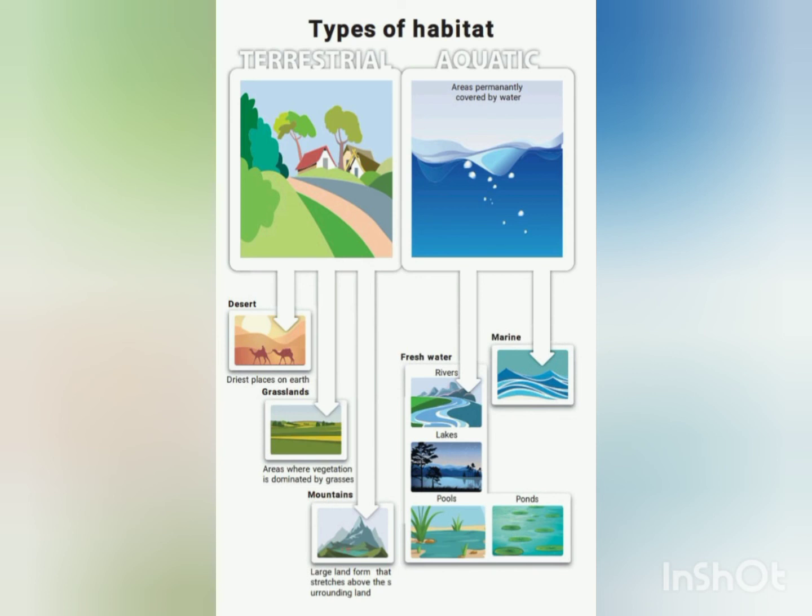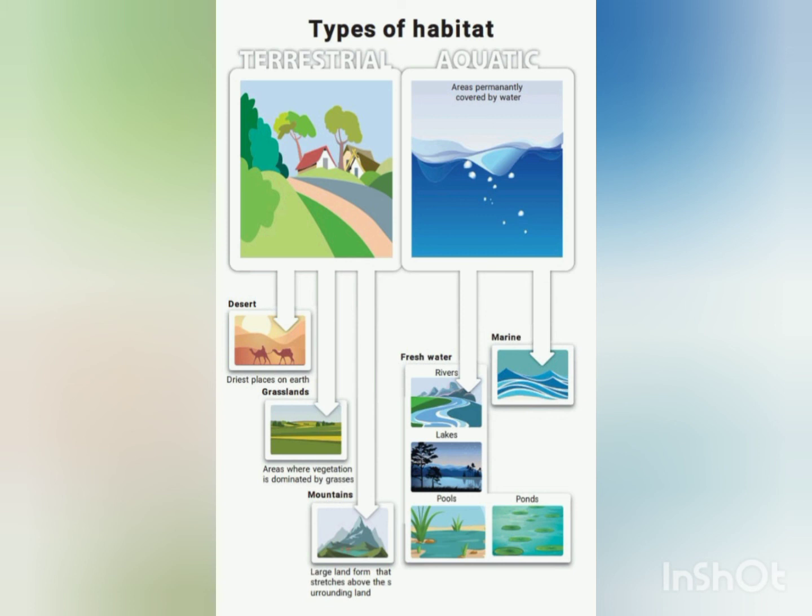Forest habitat. It is a large area dominated by trees. Next, grassland habitat. Grassland is an area dominated by grasses. Third one is the desert habitat. Deserts are the driest place on the earth.